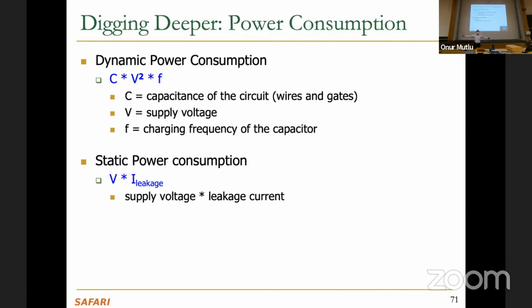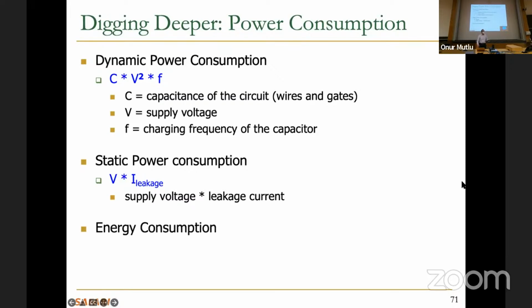Basically, if your circuit is huge, and if you somehow have components that are not perfectly manufactured or well manufactured, this leakage current could be high. But if your supply voltage is very low, then it's still good. Basically, you can see that voltage really is important in reducing both static and dynamic power consumption.